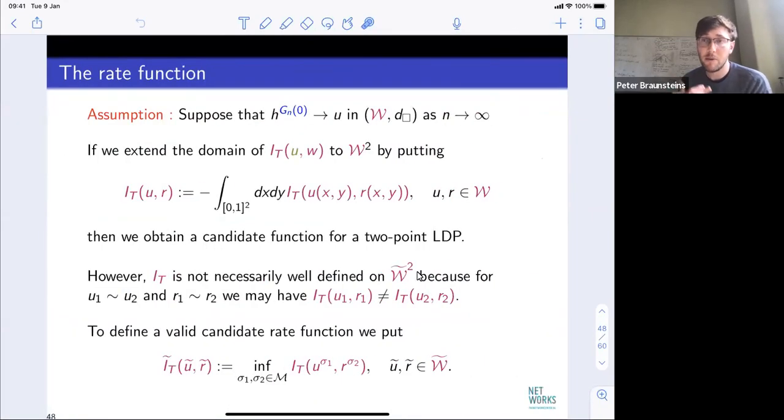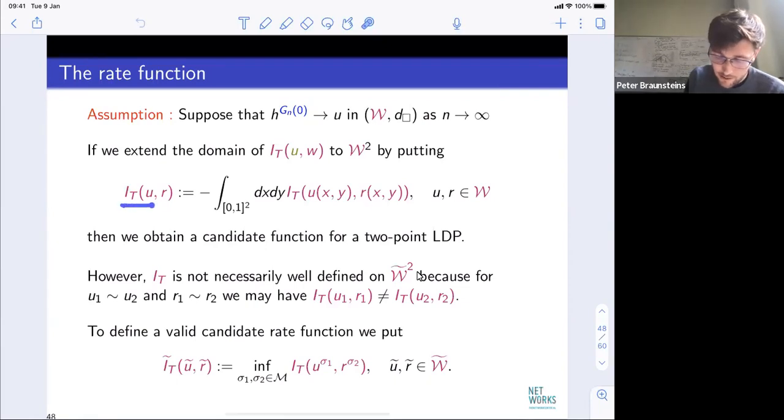The final thing we need is to be able to express our rate function on this space. For that, we first need an assumption, and we're going to assume that our initial graphons converge to some value u in this space of graphons, as n goes to infinity. So if we extend the domain of the rate function that we saw earlier to W squared, earlier we were putting values between 0 and 1 in here. Now we're going to put graphons in here.